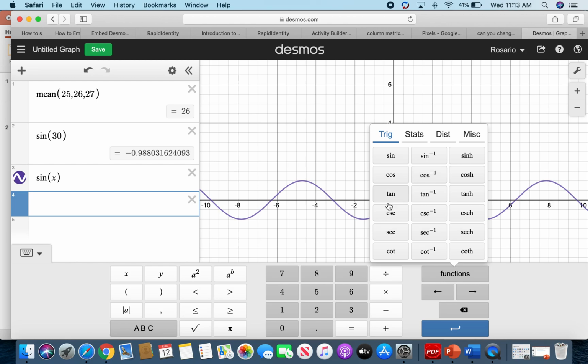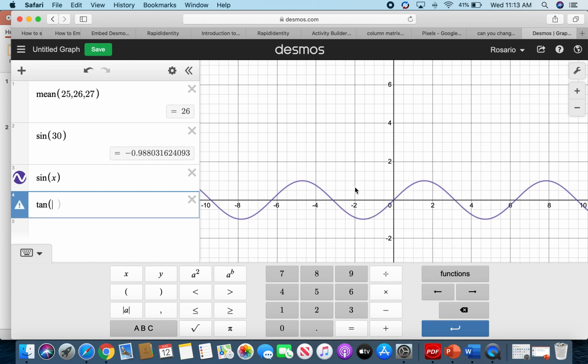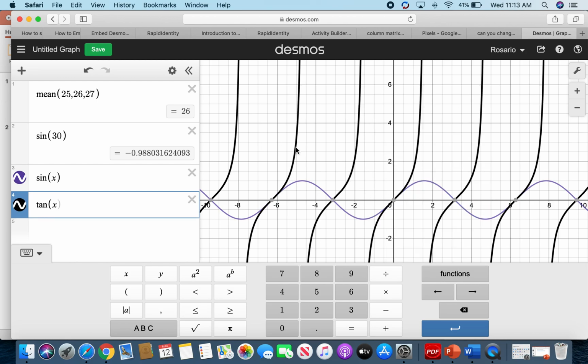So this is the graph of the tangent function if you put x in it. Here the graph is infinite and discontinuous, while sine is supposed to be continuous.